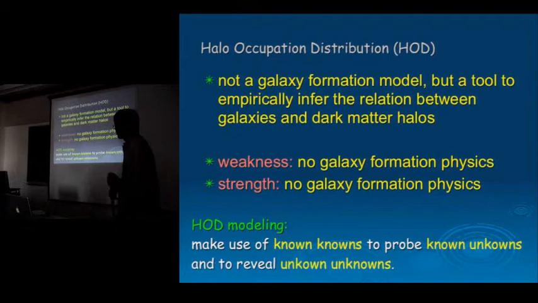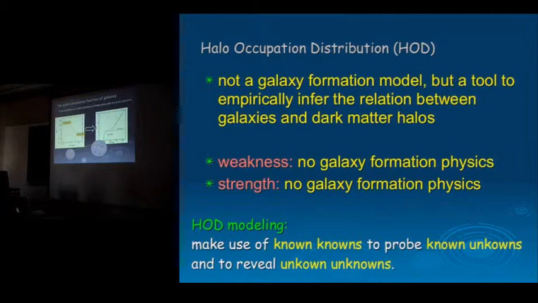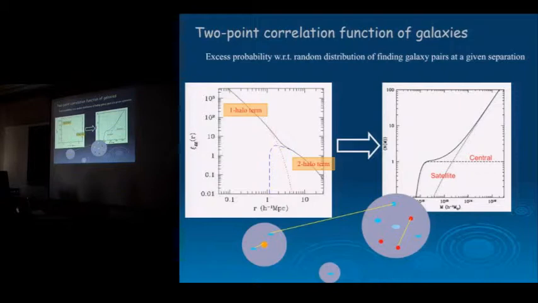Okay, in the work I will present, I will mainly try to model the two-point correlation function of galaxies. The two-point correlation function of galaxies is basically the excess probability, with respect to a random distribution, of finding galaxy pairs at a given separation. So it's basically the pair count. Within the framework of this HOD, the pair count can be separated into two parts. At small scales, the two galaxies of each pair come from the same dark matter halo. We call it the one-halo term. And on large scales, the two galaxies of each pair come from different halos. This is called the two-halo term. So you can separate the two-point correlation function into these two terms.